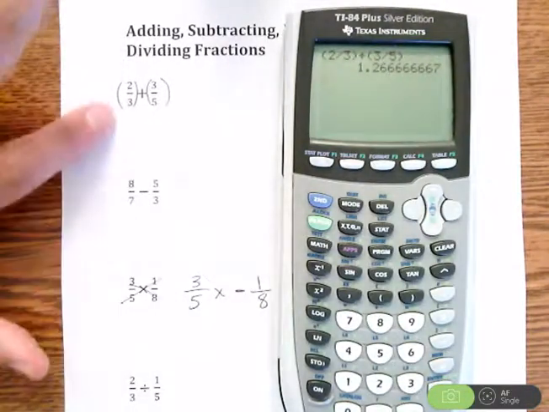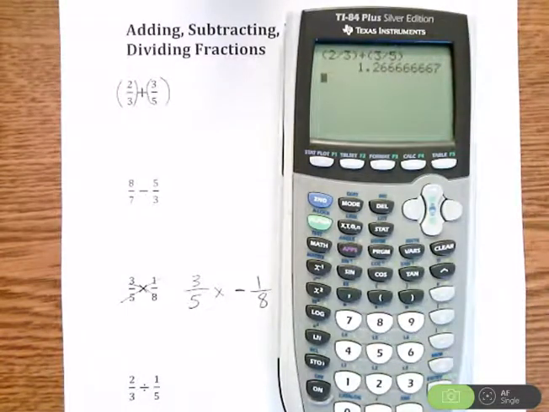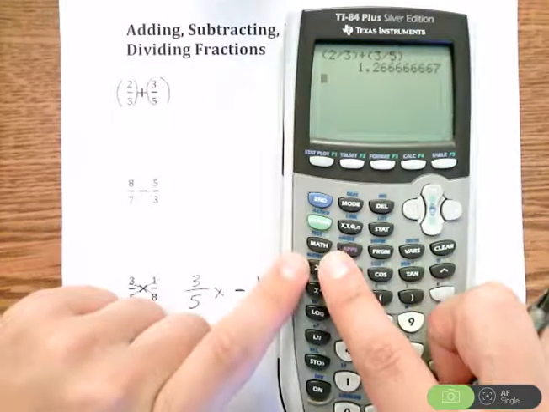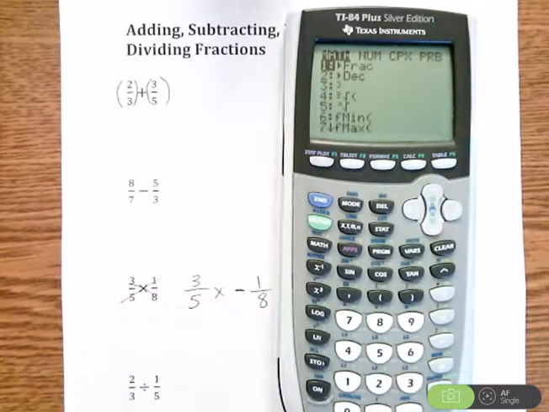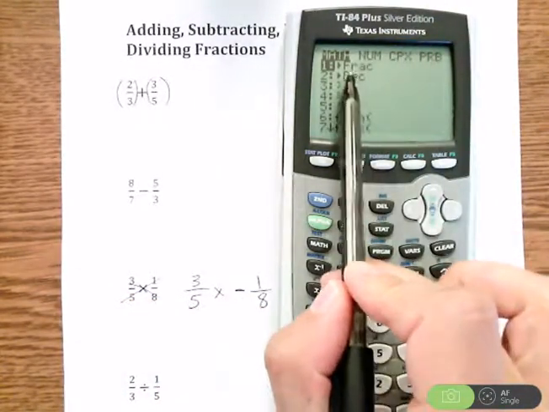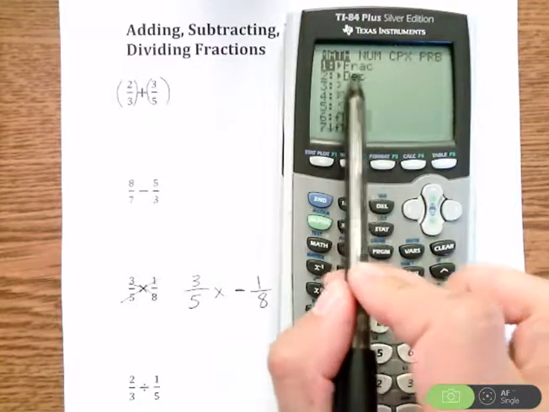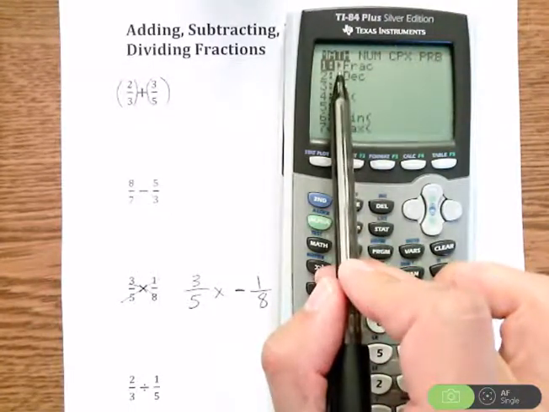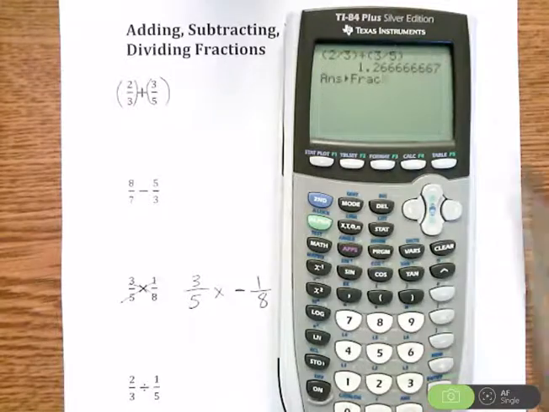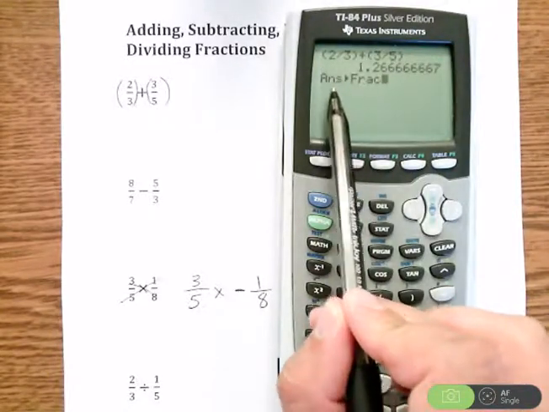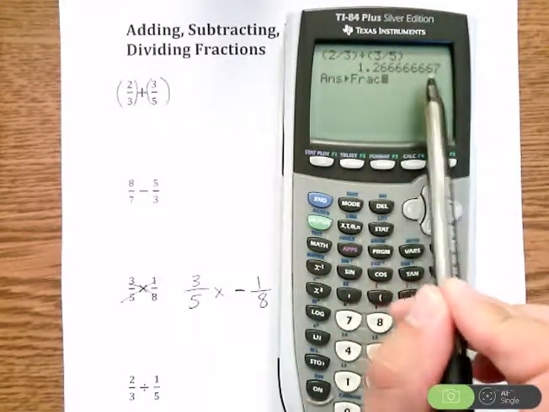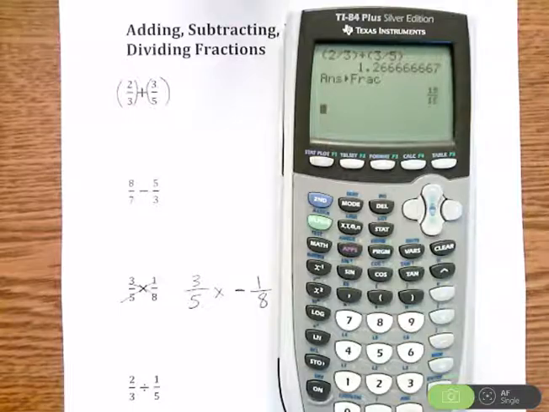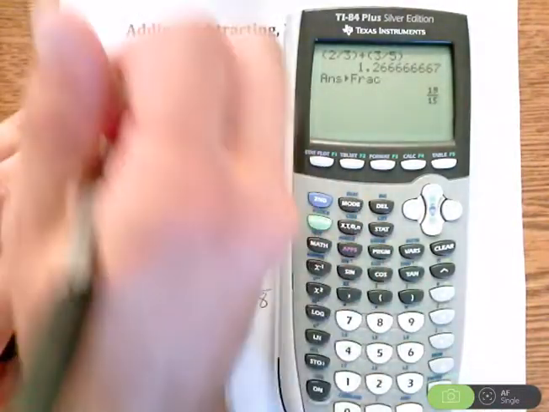Now, if my problem started in fractions, I want to end with fractions. So how we're going to do that is there's this button right here that says math. Go ahead with that as your most recent thing, hit math. What you're going to see is the first option there is an arrow and then frac. What this is going to do is change whatever you want to a fraction. So hit enter. It's going to take my most recent answer, 1.2666667, and change it to a fraction. I hit enter and I get 19 over 15.